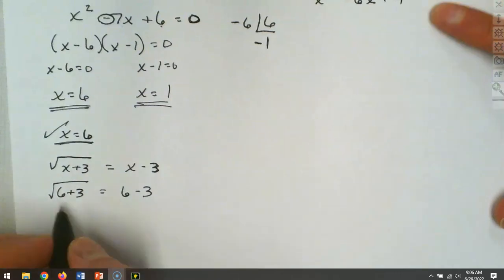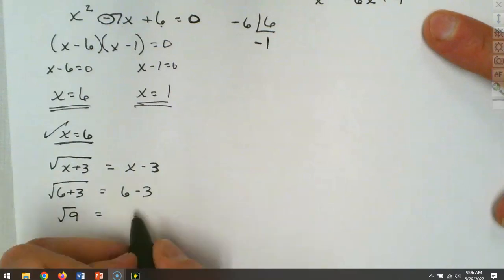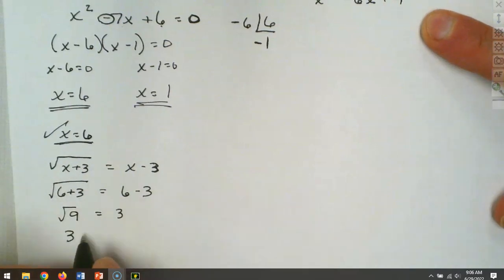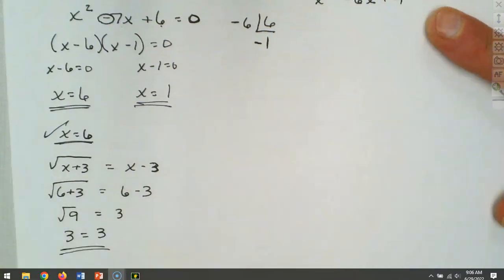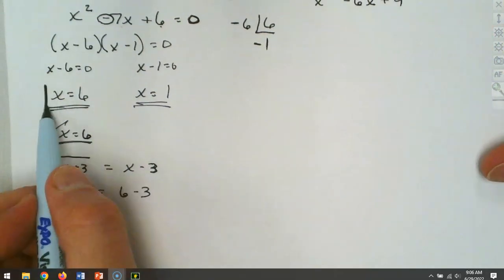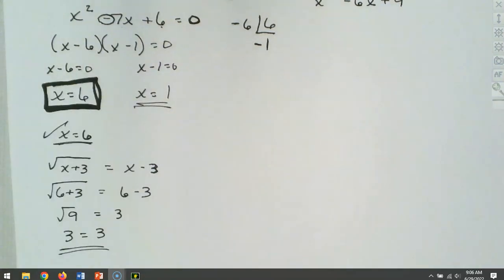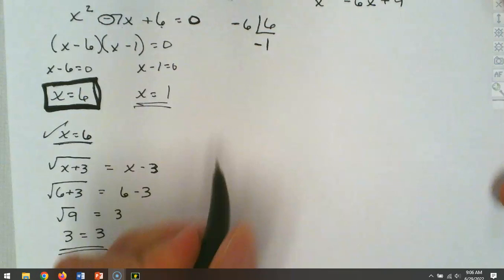And so 6 plus 3 makes it the square root of 9. And 6 minus 3 is 3. And we know the square root of 9 is 3. And the other side is 3. So we know now x equals 6 is an answer. And we have to check both of them.